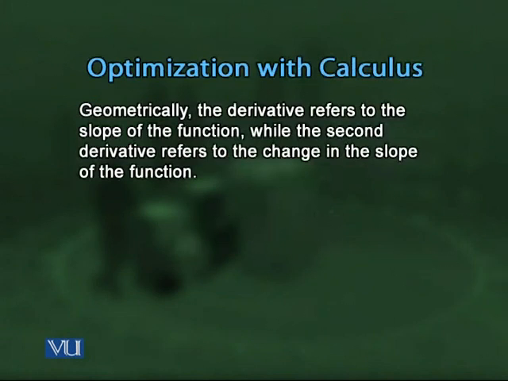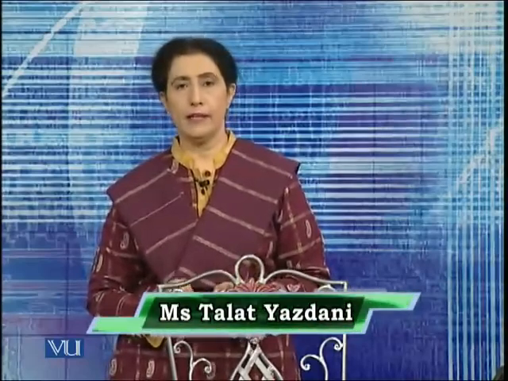Geometrically, we can see that in optimization with calculus, the derivative, that is the first derivative or the simple derivative, refers to the slope of the function, while the second derivative of the function refers to the change in the slope of the function. When we differentiate the function, suppose we have y as a function of x and its derivative is dy by dx, that is we have differentiated it with respect to x. Now if we differentiate this same function with respect to x again, that is what is called the second derivative of the function, so that we have differentiated the function with respect to x twice.